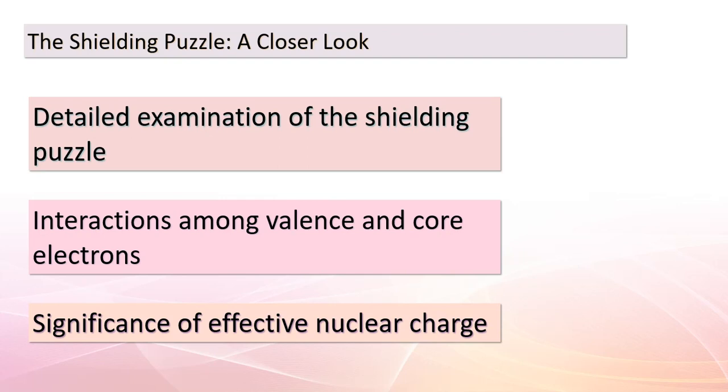And what's the key that unlocks this puzzle? It's the concept of effective nuclear charge, that net positive charge that valence electrons truly experience. This understanding allows us to predict properties like atomic size, ionization energy, and chemical reactivity. So, as we put the final pieces of our shielding puzzle together, remember that these concepts are like the secrets of the universe just waiting to be discovered.